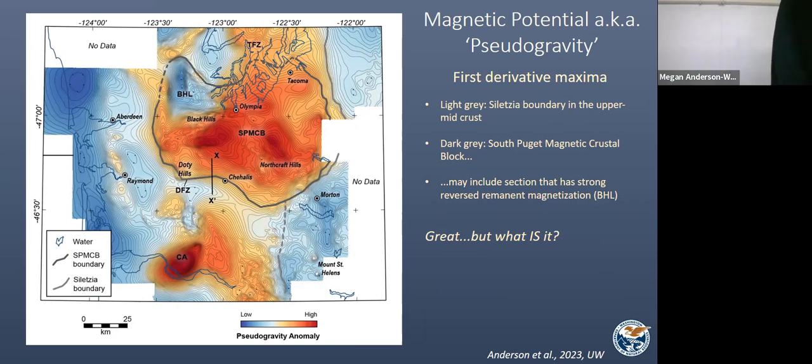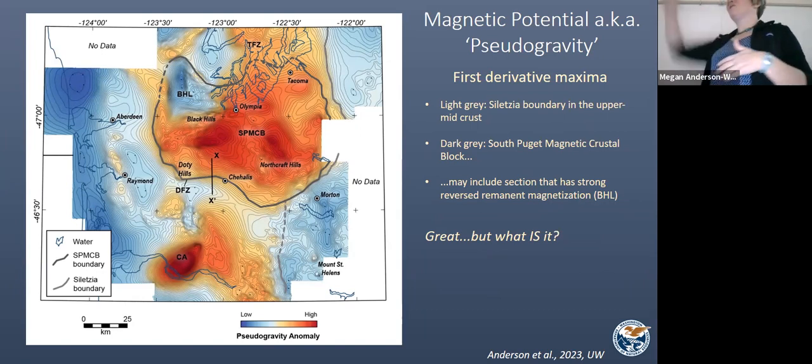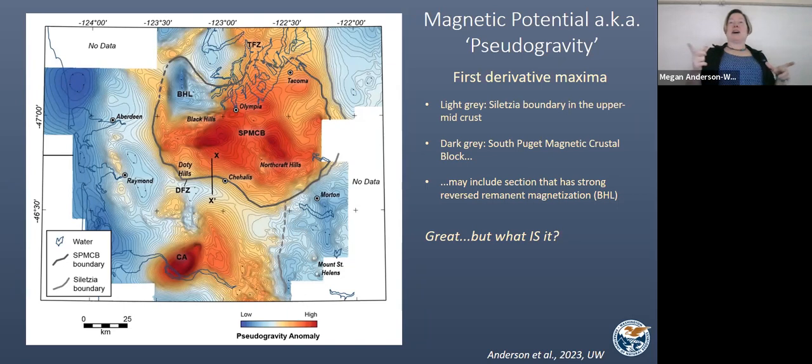The dark gray line is basically the boundary of the magnetically high area. You can see off to the right there's also a light gray line. This is dividing an area where you have very high pseudogravity to the west and very low to the east. We think that this is actually the edge of Siletzia in the crust. I just wrote a paper about this to the north, and it's in review at Tectonics. I want to do a paper on this too. We might be able to say where Siletzia ends, which will be really fun. But we're really thinking about this pseudogravity anomaly in this presentation.